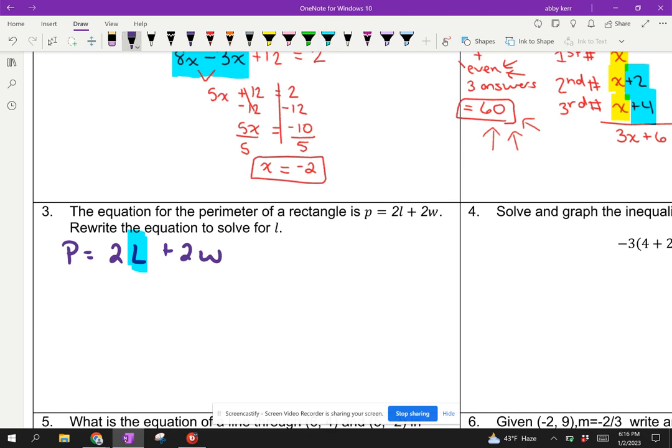Now, following order of operations, we're undoing that. So we need to undo adding or subtracting first. Right now, this 2 is being multiplied to L, so we're not allowed to touch it. However, this whole term, 2W, is being added. So how do we undo adding? We subtract. Now we're allowed to move that whole piece, 2W, over to the left side, because whatever you do to one side, you're allowed to do to the other.